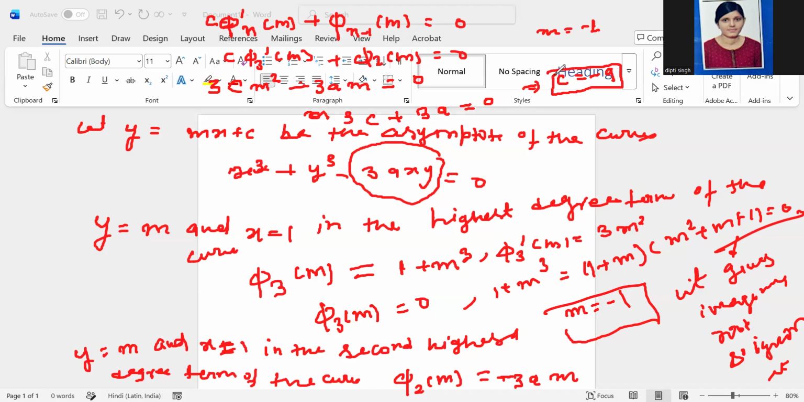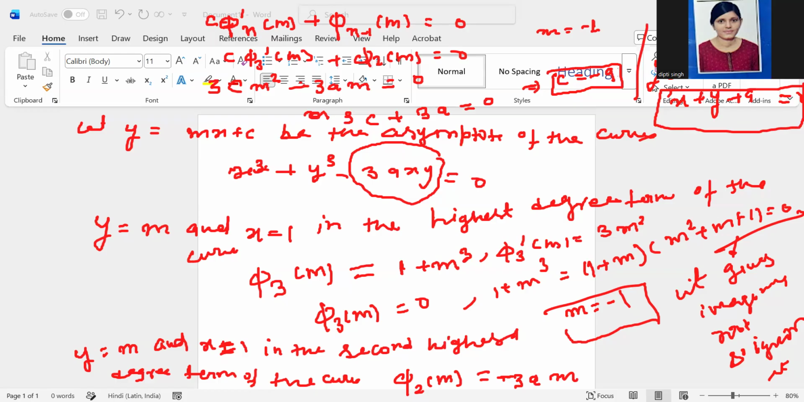Yeah. So just put the values of m and c here. So what do we get here? y equals m x plus c, where m is minus 1, so minus x, and c is minus a, so it can be written as x plus y plus a equal to 0. So this is the required asymptote of the given curve. So I think it is clear to you. Okay, thank you.